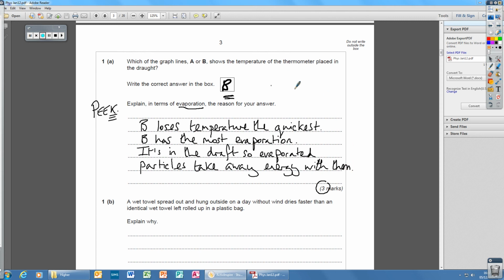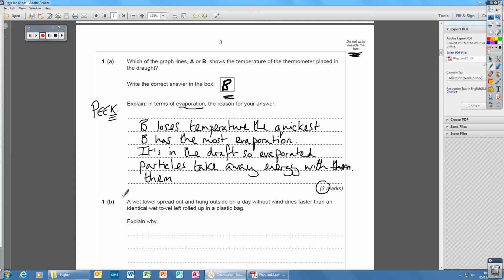Okay, it says here, look at that, do not write outside the box. There's a good reason for that. They tend to trim these papers and scan them into the computer. So if you end up doing that, it might well be a good idea to do something like that, so you don't write outside the box. Have I got my 3 marks? Well, that's clearly going to be 1, and then I've done what they wanted, I've explained, I've used keywords, and I've used the word evaporation. So I think in this case I have actually got my 3 marks.